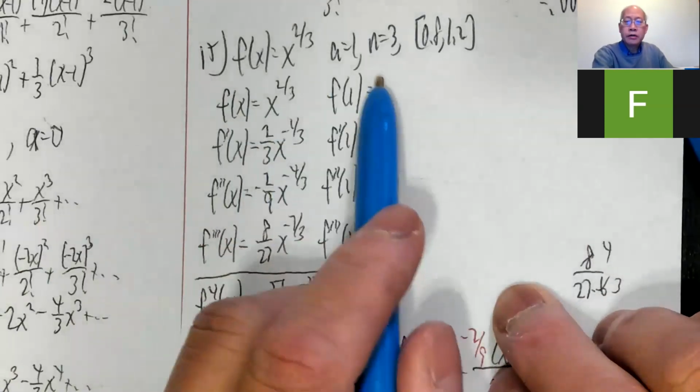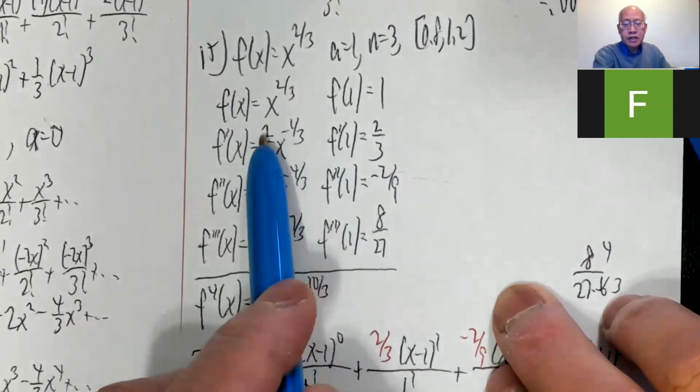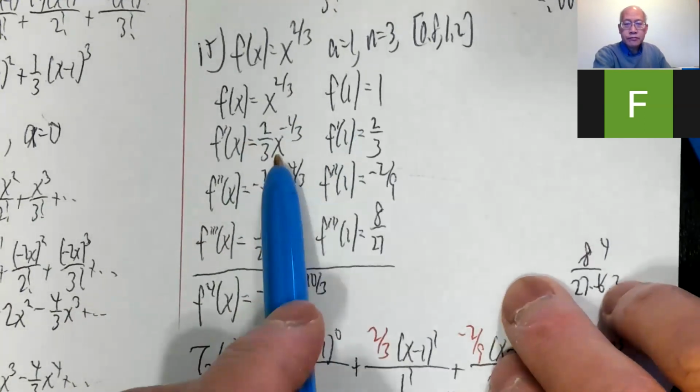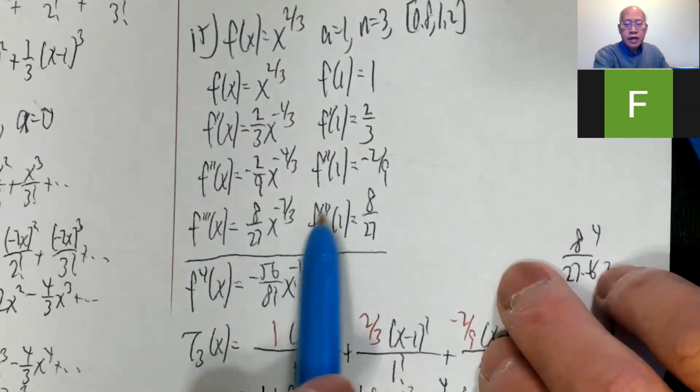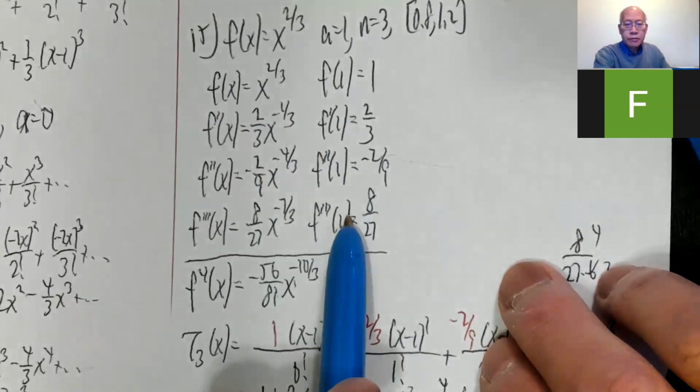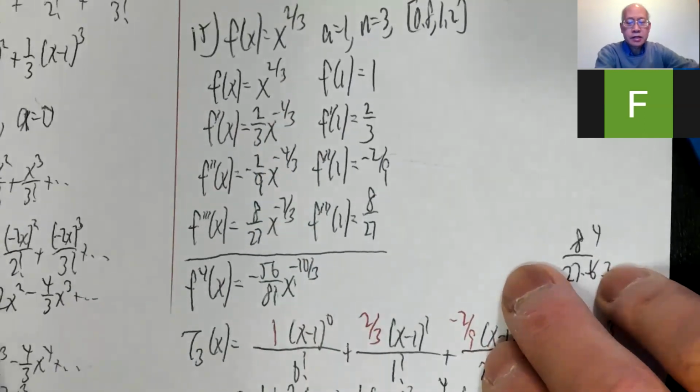Okay, now I plug in 1. Now 1 raised to anything is 1. So when I plug in, it's basically the coefficients. So that's 1. Plug in 1, 1 to anything is 1. So 2/3, negative 2/9, 8 over 27. Okay, we plug in 1 to all of these. It doesn't matter how funny the exponent is. It's going to be 1.